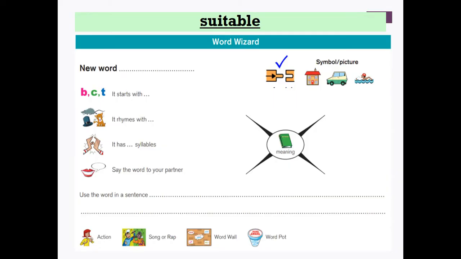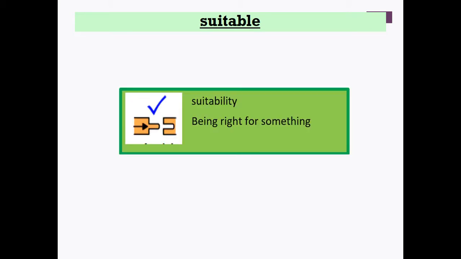So let's look at that word suitable. We looked at that word last term together. Suitable is when something is right for something. So suitability is being right for something. Remember, we looked at the story of the three pigs and we looked at the different houses and we all concluded that the house that was built out of bricks was the most suitable because the properties of bricks and the material itself made sure that it was a safe, sturdy, strong and waterproof house, unlike the others.